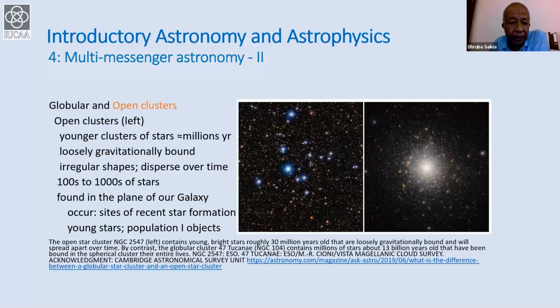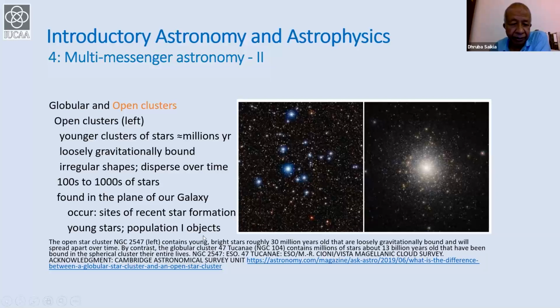They're largely found in the plane of our galaxy. Our galaxy is like a disc shape with a bulge in the middle, but it also has a nearly spherical halo. But these are found largely in the plane of our galaxy. They occur in sites of recent star formation. And as I mentioned, they're relatively young, and one also uses the term that these are population one objects.